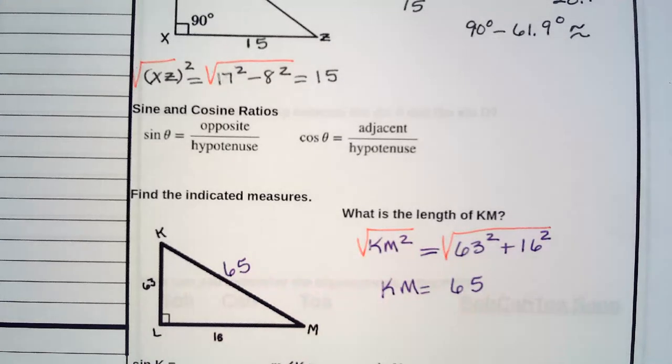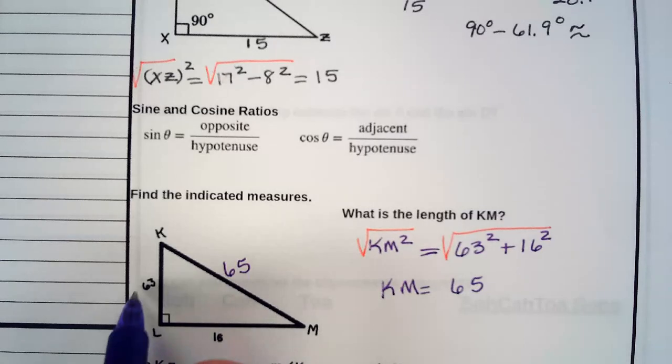Now, you always need to stop and think and make sure that it makes sense. The hypotenuse is my longest side. I've got 16, 63, 65. It does make sense. It is the longest side.